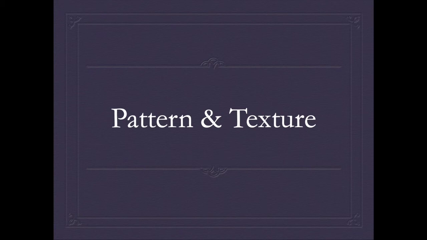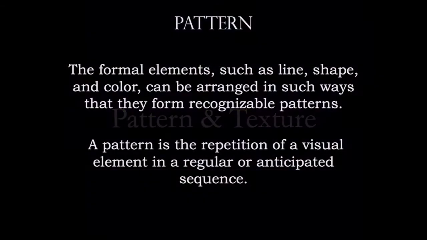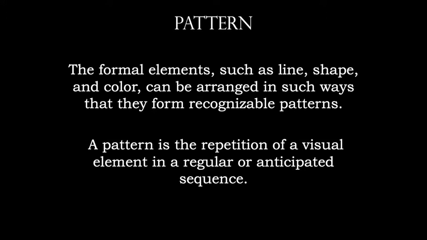All right, today's lecture is going to be about pattern and texture. And so pattern, you know, is something that we innately know. And I had a really difficult time with this part of the lecture thinking about what really can be considered pattern. But it's basically that the formal elements, line, shape, and color, can be arranged in such ways that they form recognizable patterns. So a pattern is the repetition of a visual element in a regular or anticipated sequence.